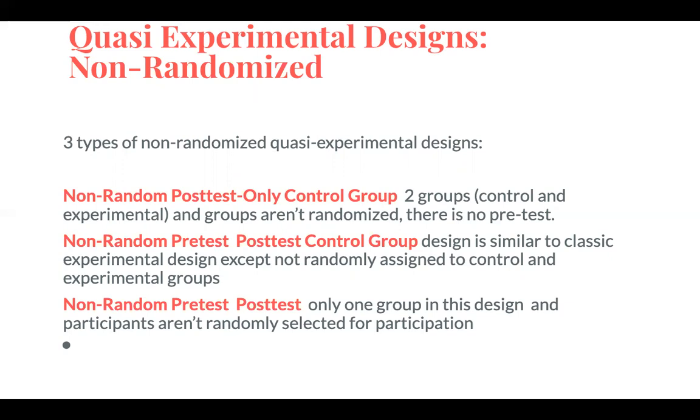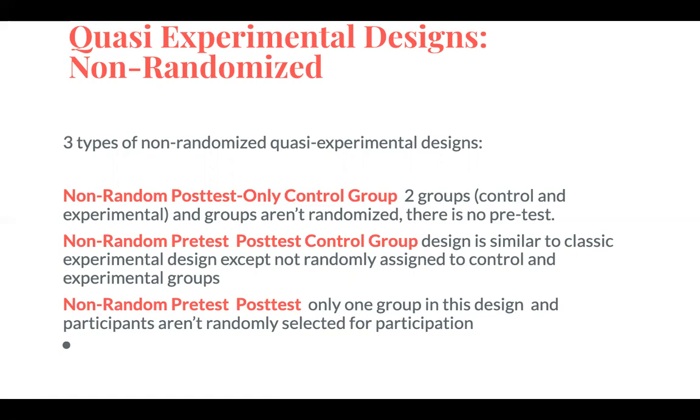Then there's the non-random pretest post-test control group, which is pretty much just like the classic experiment because there is the pretest, but your groups were not randomly assigned. And then there is your non-random pretest post-test. There's only one group, but your participants weren't randomly selected to be in your study.